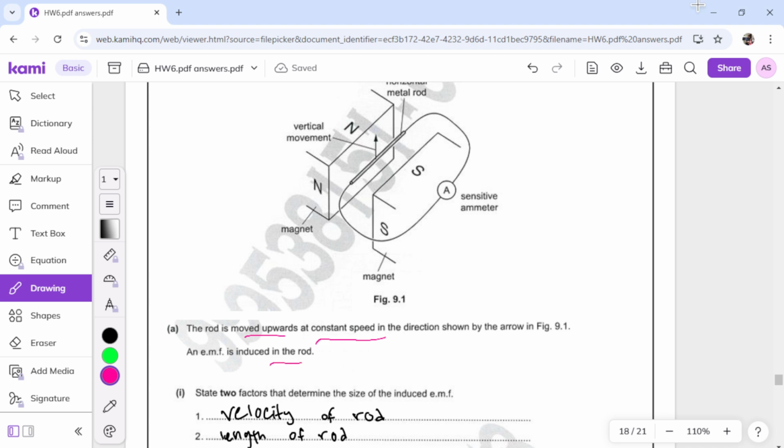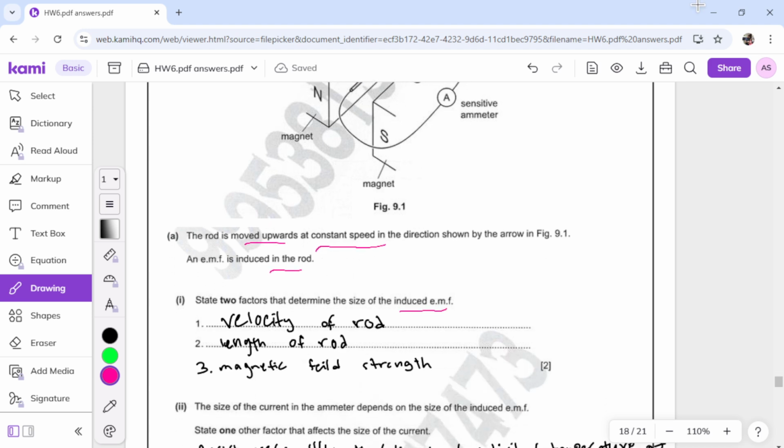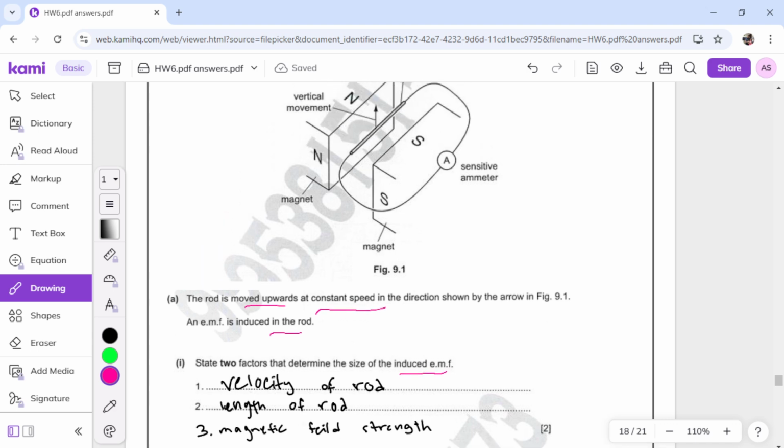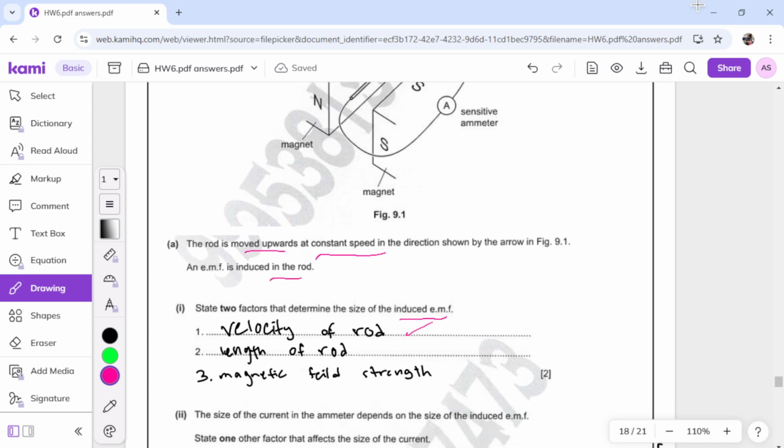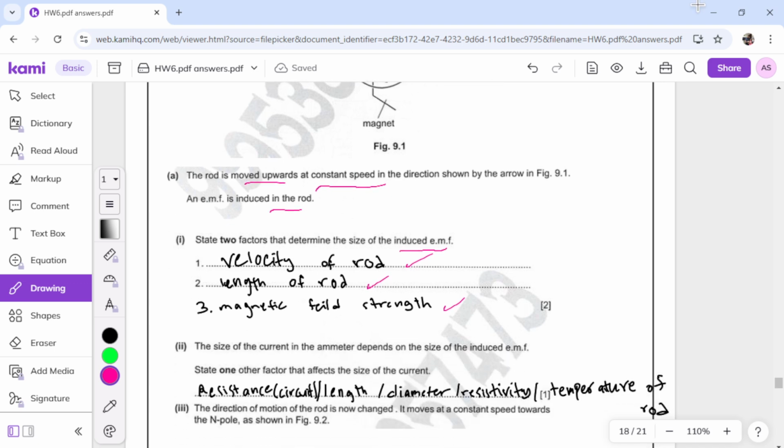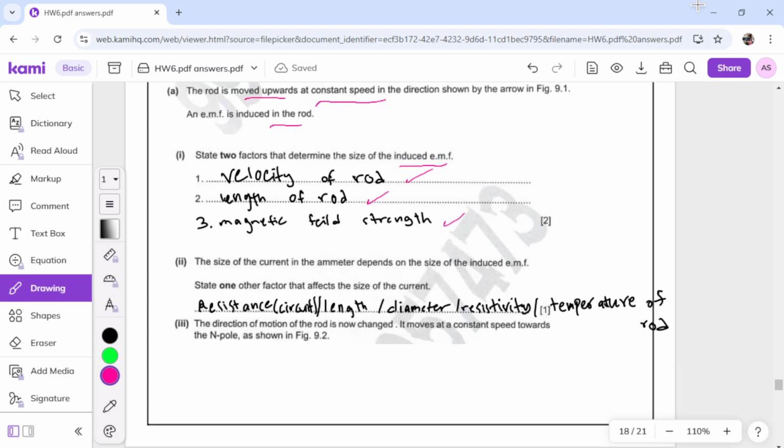State two factors that determine the size of the induced EMF. We said the speed of the rod, the length of the rod, and the magnetic field strength. So all three factors affect the EMF.